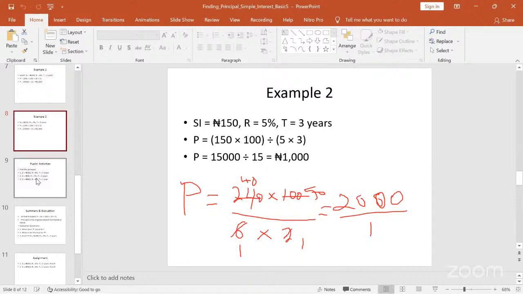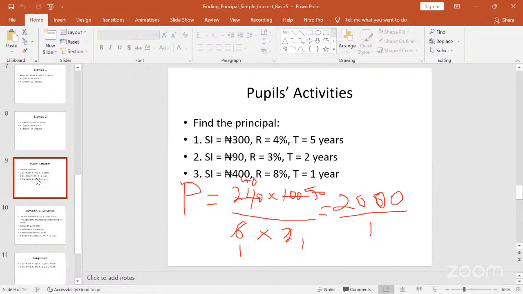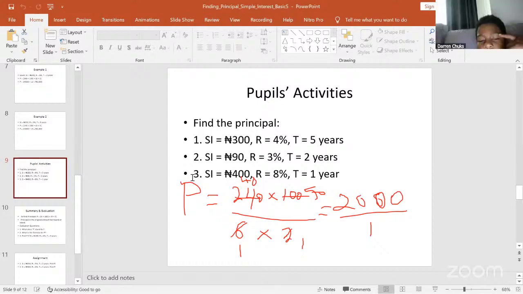Let me test your ability right now. Are you ready? Beautiful. This is what I want you to do. To find the principal, question 1, given this; question 2, given this; question 3, also given this. For each one, I need you to calculate it and type your answer in the chat. Can you hear me? Do that for me now.